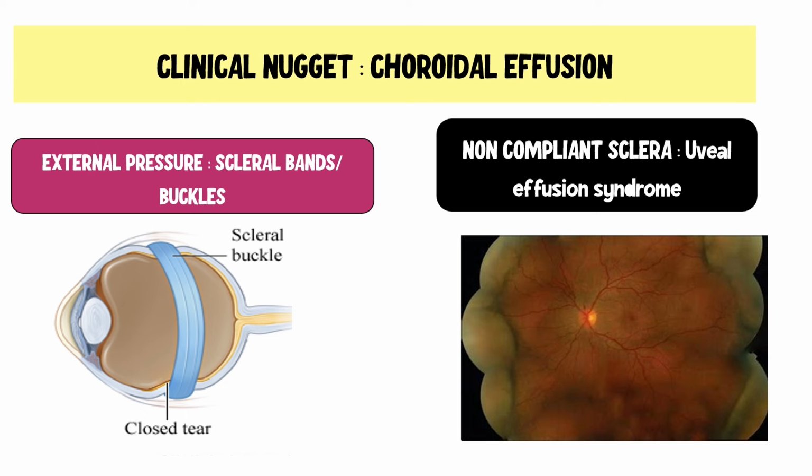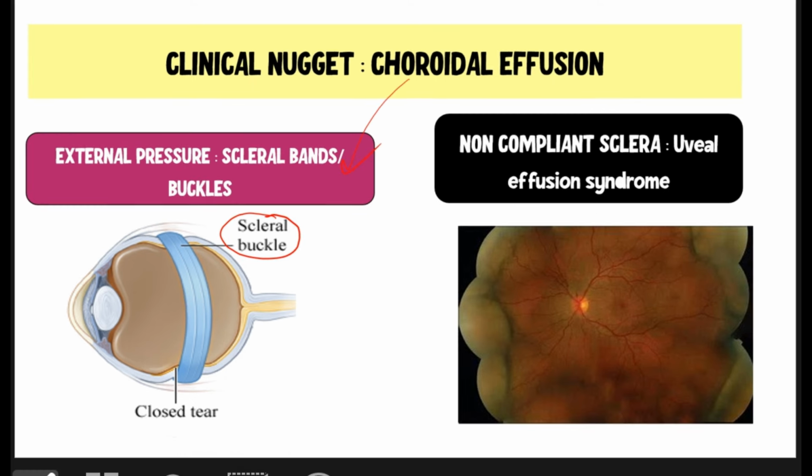Now, if you remember, the choroidal veins or the vortex veins travel for about 4 millimeters within the scleral canals. If you put a scleral band, like seen in retinal detachment surgery, on top of the eyeball, what happens? These scleral buckles or scleral bands will compress your vortex veins, and the venous drainage will be impaired, because of which there will be collection of fluid in the suprachoroidal space, leading to choroidal effusion.